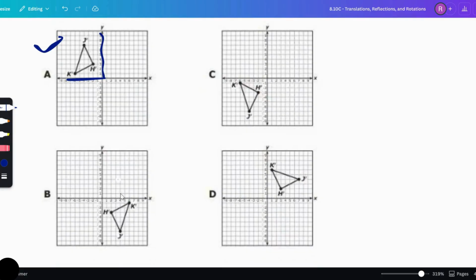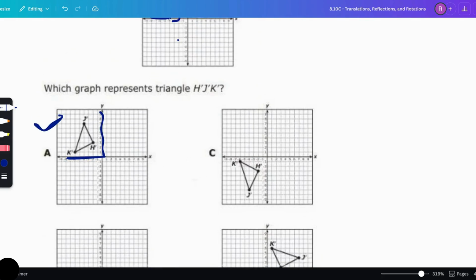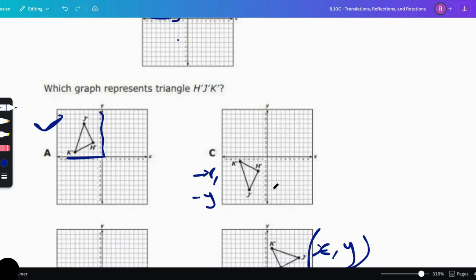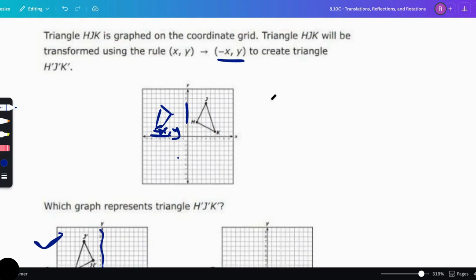But for this B, this will give x comma negative y. So this is wrong. This one is positioned on negative x comma negative y, and this one is positioned on x comma y, which is wrong. So the best option is A, negative x comma y, because that's what we were given.